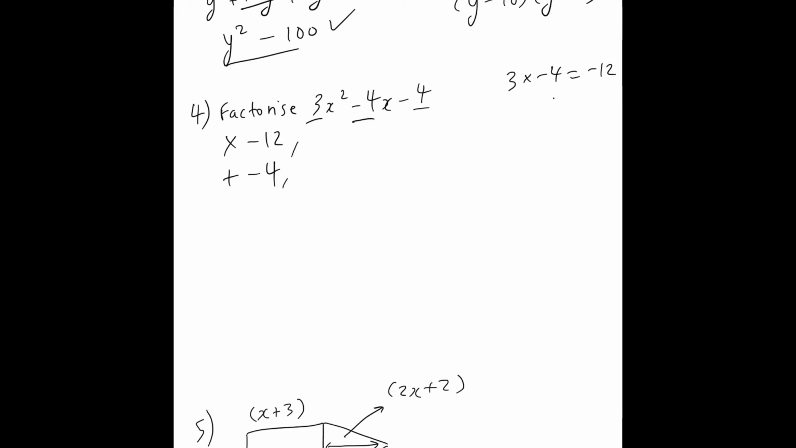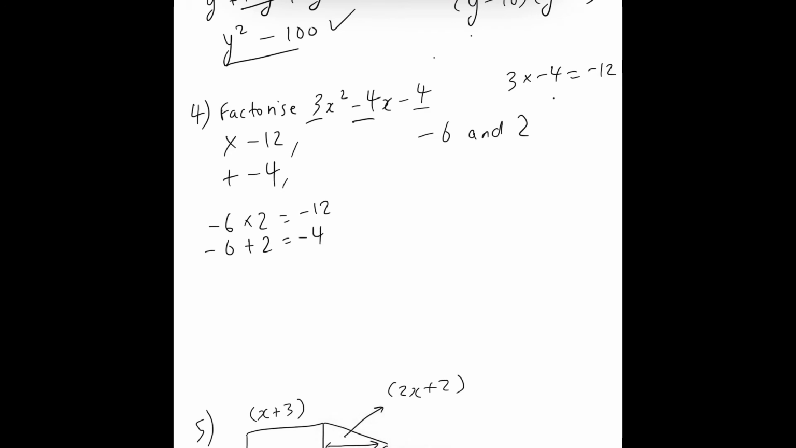Looking at this, we're going to use the numbers minus 6 and 2. The reason is because minus 6 times 2 is equal to minus 12, and minus 6 plus 2 is equal to minus 4. Now you're not going to use the same step of putting x in the brackets. That's not going to happen. All you're going to do is group these terms.